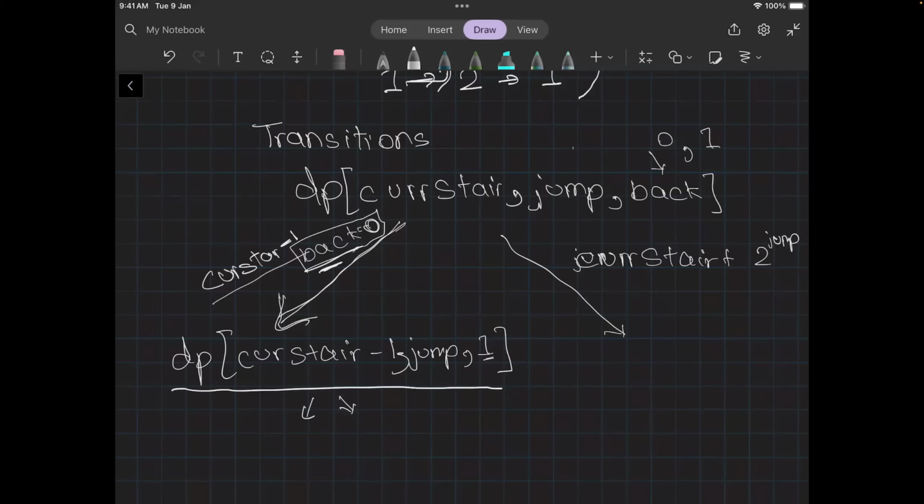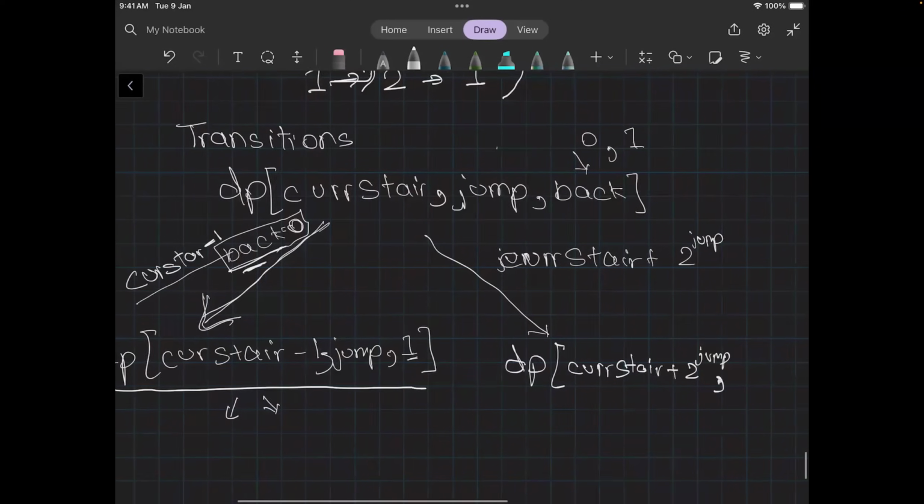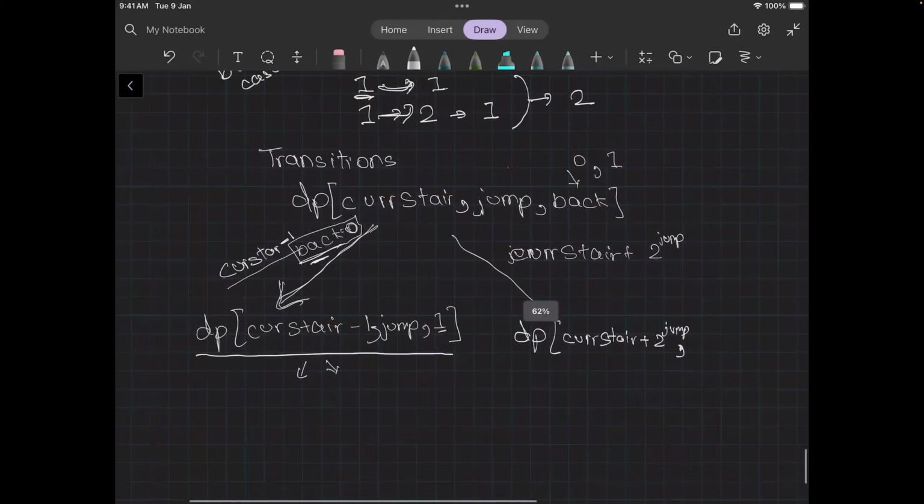Now, what is my other transition? It is dp of current stair plus 2 raised to jump. We are told that after making this move, our jump increases by 1. So jump plus 1 and this becomes 0. Why does this become 0, guys? Because we didn't go back this move. So for the next move, we have the option of going back. These are the true transitions.